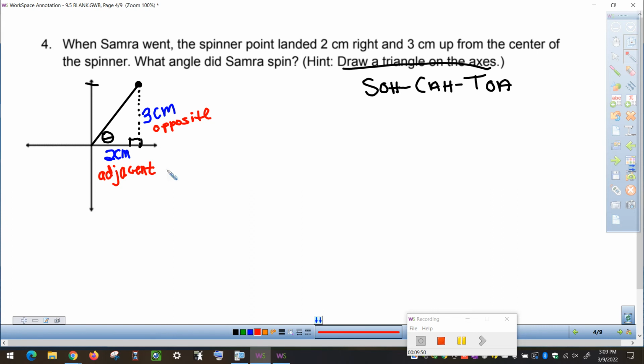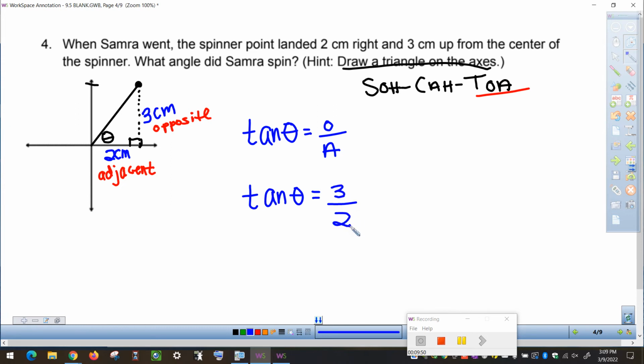If we wanted to set up a trig equation to solve for this missing angle, would it be best for us to use sine, cosine, or tan? We'll use tan. We've got the opposite side and we have the adjacent side. Perfect. All right, so we know from earlier in the week that the tan of some angle theta is equal to opposite over adjacent. Well, let's go ahead and fill in the pieces that we know. We don't know the angle, so we're going to keep it as a variable. We're going to keep it as theta. Our opposite side was 3, and our adjacent side was 2.